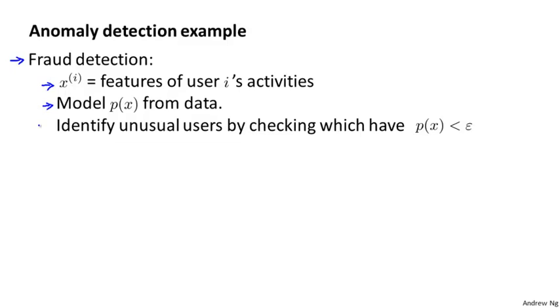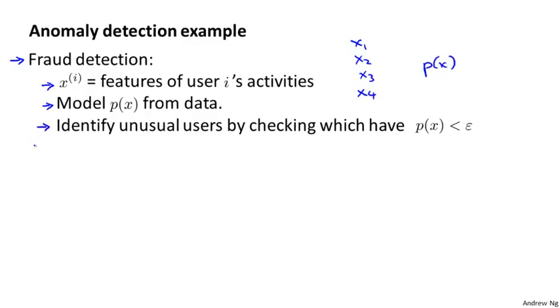So, examples of features of a user's activity may be on the website, it'd be things like maybe X1 is how often does this user log in? X2 maybe the number of web pages visited, or the number of transactions. Maybe X3 is the number of posts of the users on the forum. A feature X4 could be what is the typing speed of the user, and some websites can actually track that. So what's the typing speed of this user in characters per second? And so you can model P of X based on this sort of data.